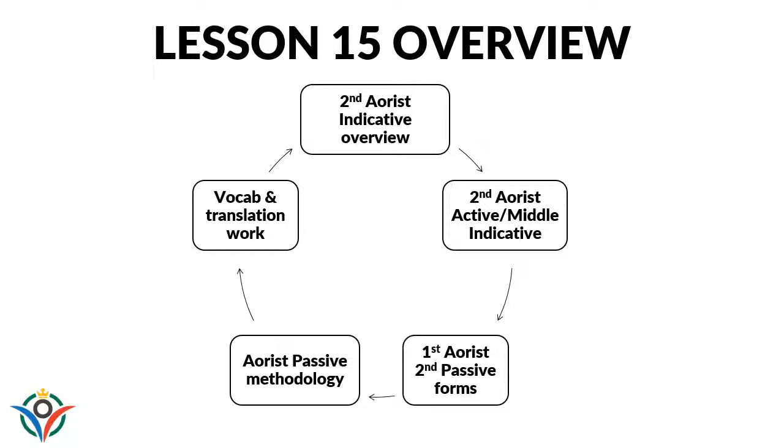In today's lesson, we're going to be treading in some very deep waters as we continue learning about the various aorist tense forms. So today we're looking specifically at the second aorist indicative. We'll do an overview to begin with. Then we'll move on to the second aorist active and middle indicative forms. Thereafter, we will look at the first aorist second passive forms. In the previous lesson, we dealt specifically with the first passive forms. So here we will look at the second passive forms.